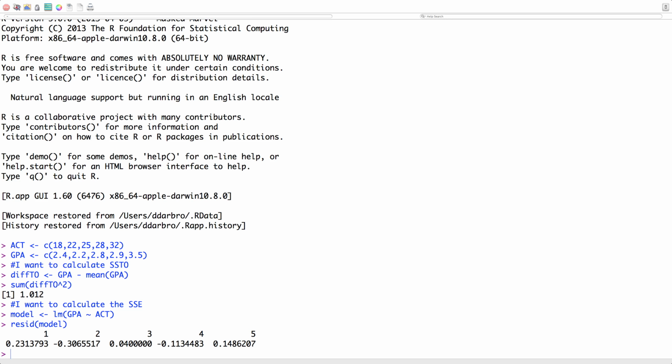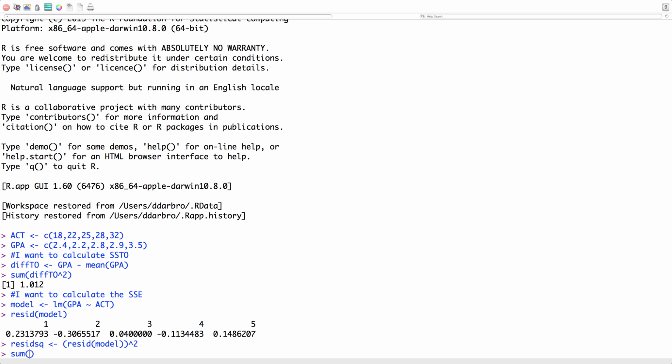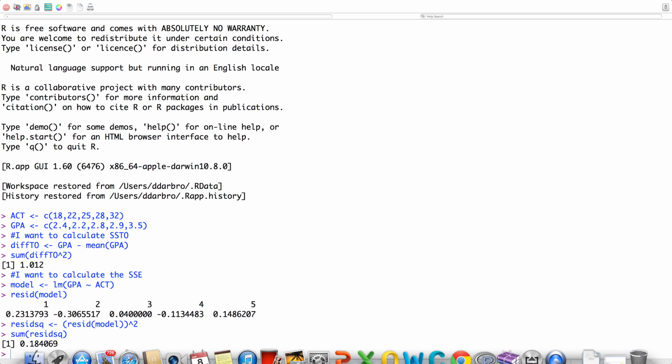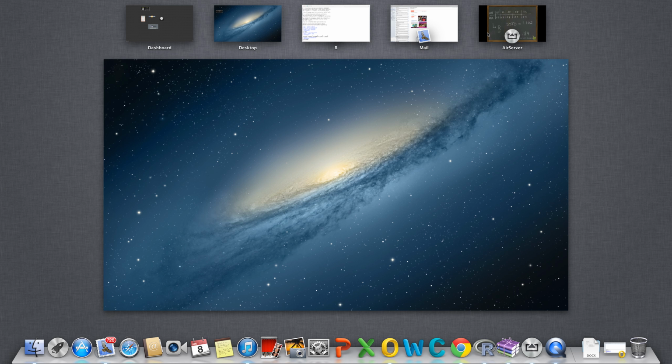So residual squared is obviously going to be the resid for the model, quantity squared, and then I want to do the sum of resid squared. All right, guys, what I get there is 0.184, and I'm writing this down over on the chalkboard. Okay, so I want to get back out of this, go get the chalkboard again.